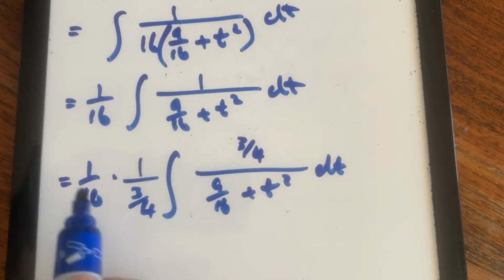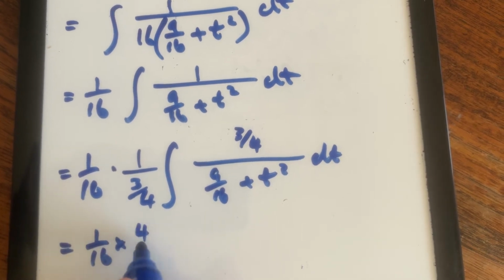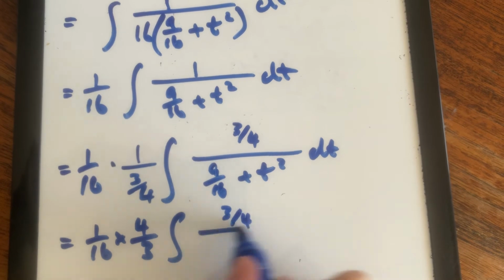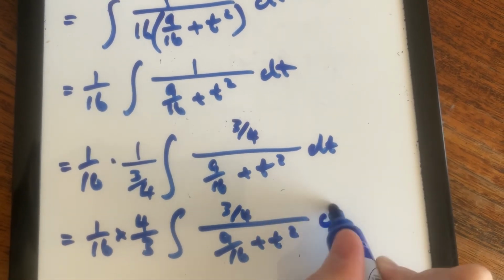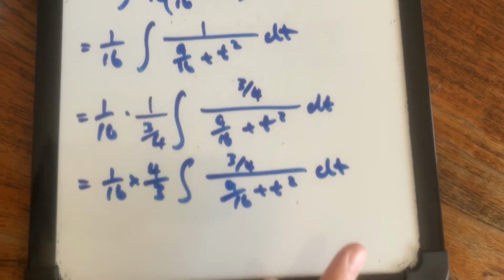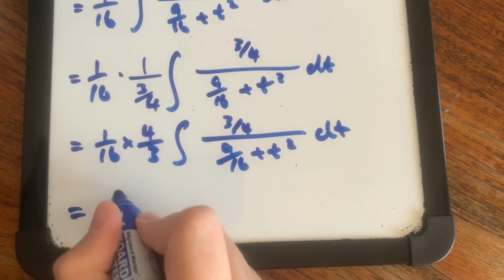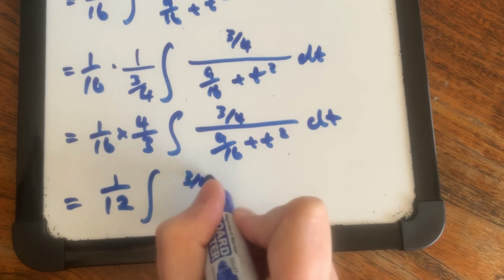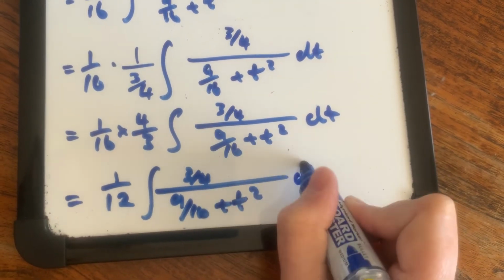Now remembering, dividing by a 3/4 is the same as timesing by 4 on 3. Now I've got 3/4 over 9/16 plus t squared dt. Stepping it down, this is going to be 1/12, integral of 3/4 over 9 over 16 plus t squared dt.